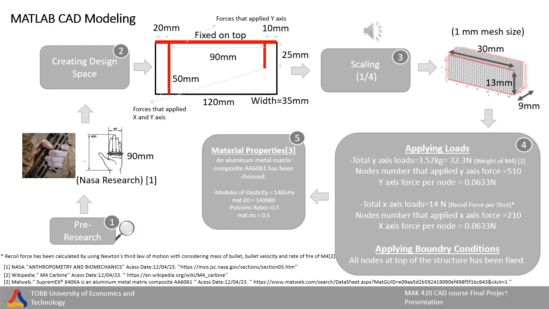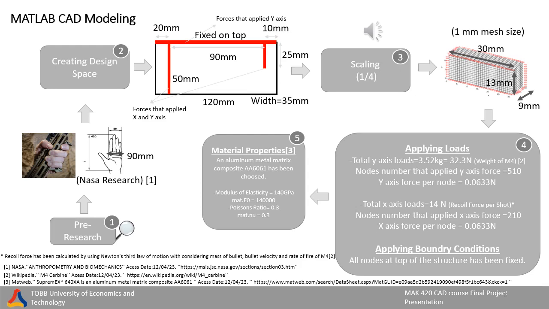considering the mass of the bullet, velocity and rate of fire of the M4A1. We have 210 nodes that apply to the x-axis. Therefore, the x-axis force per node equals 0.0633 Newton. Also, as I mentioned before, we fixed our design space at the top of the structure.